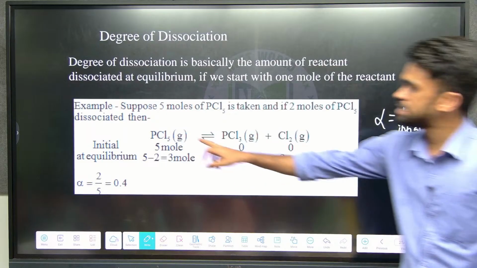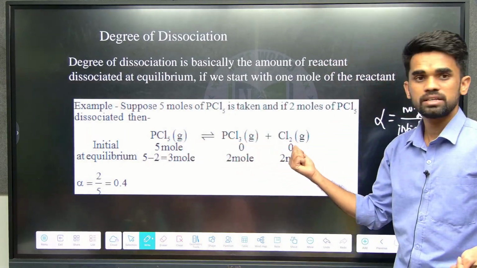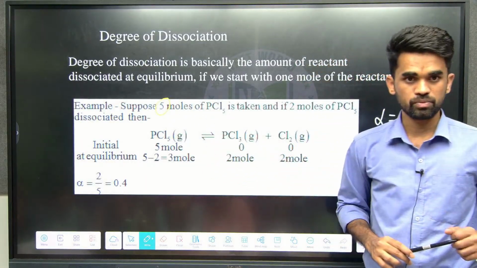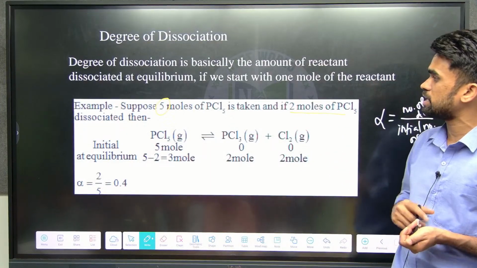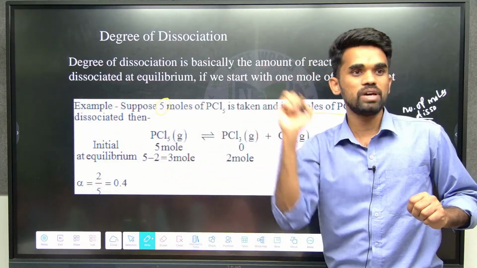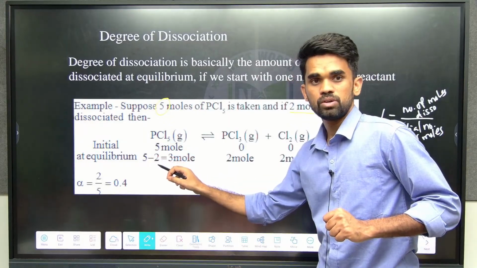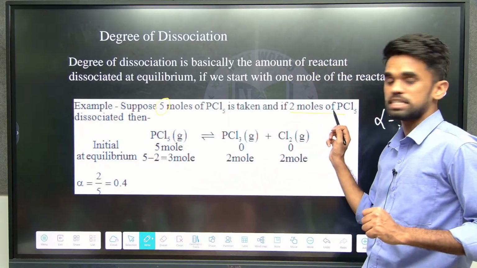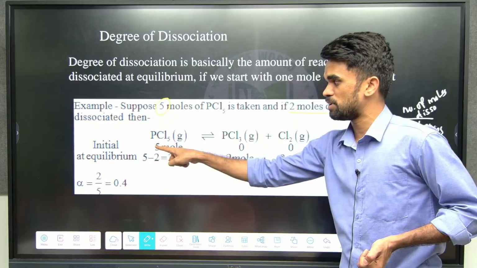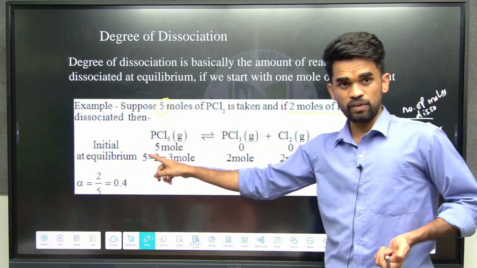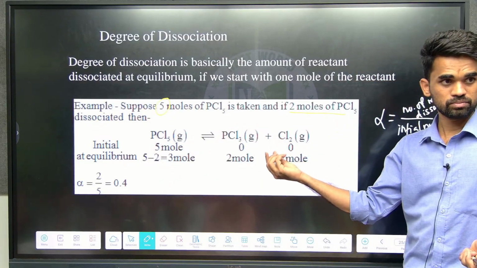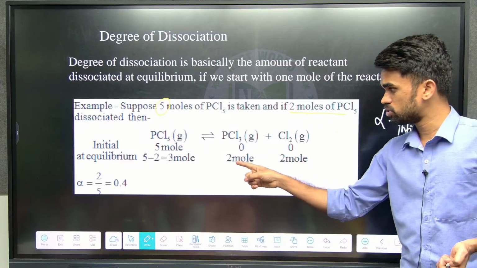See, for example, PCl5 will getting dissociated as PCl3 plus Cl2. Okay, initially I am saying 5 moles. Suppose 5 moles of PCl5 is taken. Okay, now how many moles it is dissociating? If 2 moles are getting dissociated out of 5, like 1 minus x we have written previously, here 5 minus 2, because 2 moles is dissociated. Initially it will be 5, this is 0, this is also 0. Out of 5, how many moles dissociating? 5 minus 2. So that same 2 will be forming as PCl3 and here you should write 2 and 2.